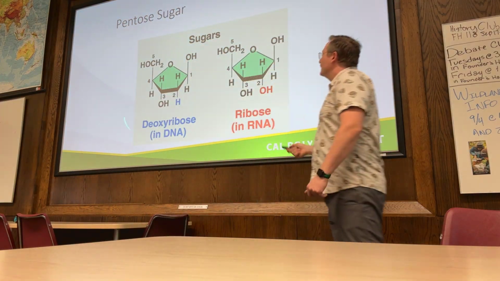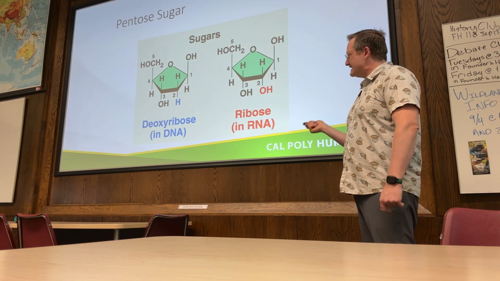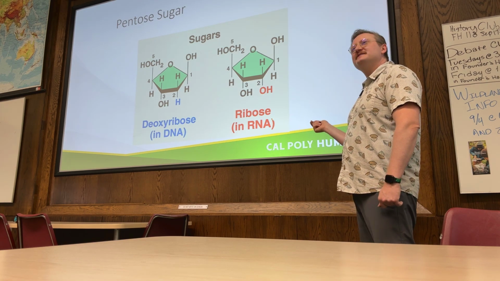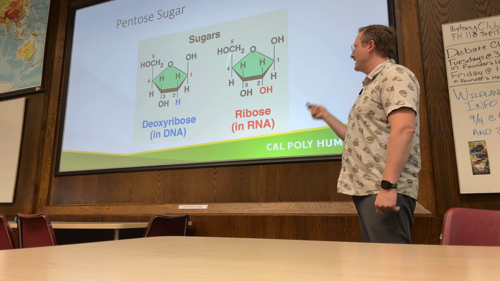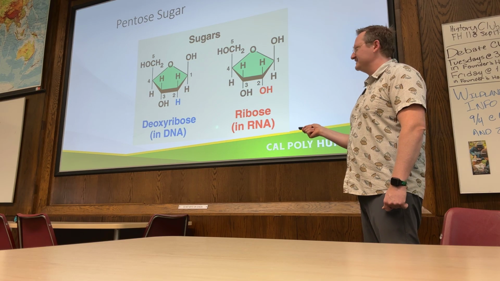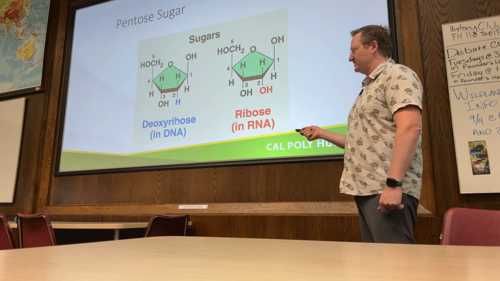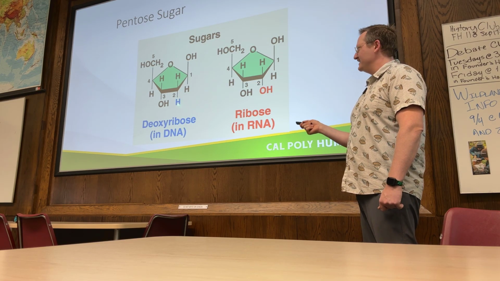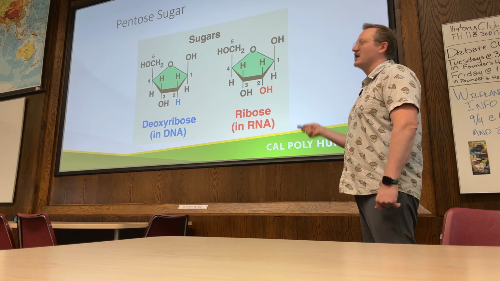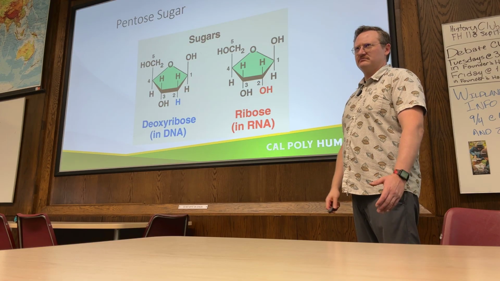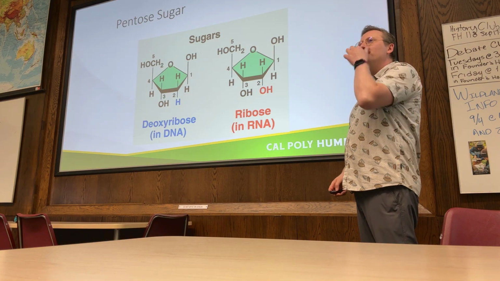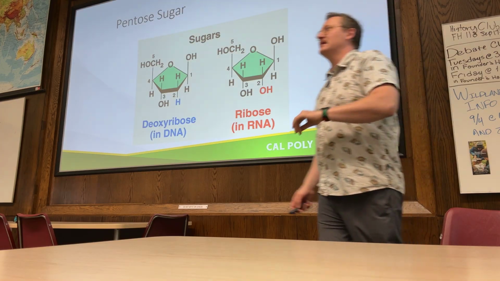The sugars, okay? The sugars differ between DNA and RNA. In RNA, or ribonucleic acid, it is a ribose sugar that looks like this. In DNA, or deoxyribonucleic acid, it is a deoxyribose sugar, which looks like this. The difference being deoxyribose is missing an oxygen. It does not have this hydroxyl group that is present in ribose. This is the difference between DNA and RNA. Also, there's a nitrogenous base difference, which will come up in a moment.